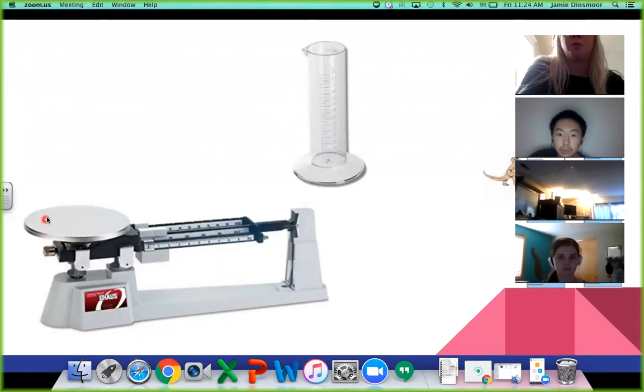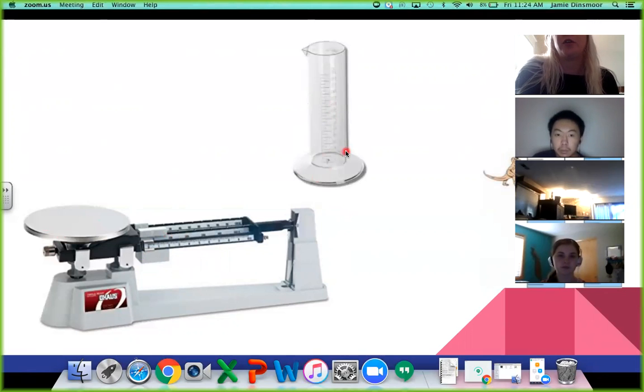We have a 0 here. And so basically, once you've put your object on, you're going to move these different masses until you get 0. And that's going to tell you exactly how much something weighs or how much mass it has. This is kind of an old school method of weighing things, and it's tedious. Our first lab that we do, we will use one of these.